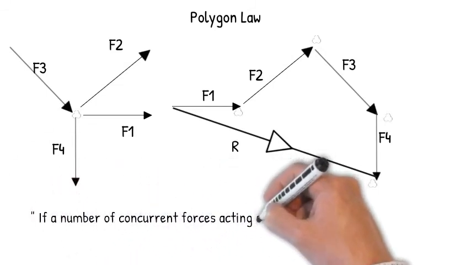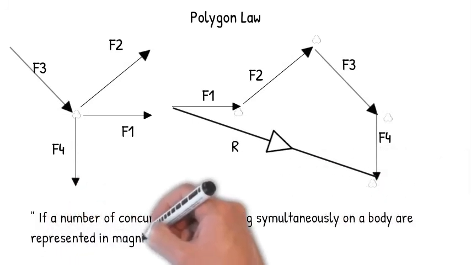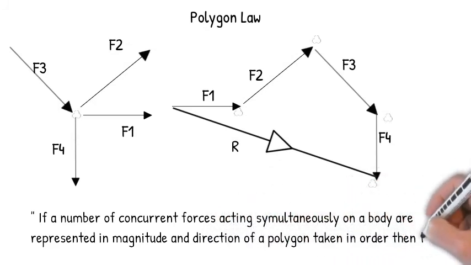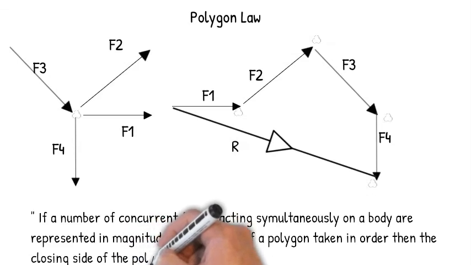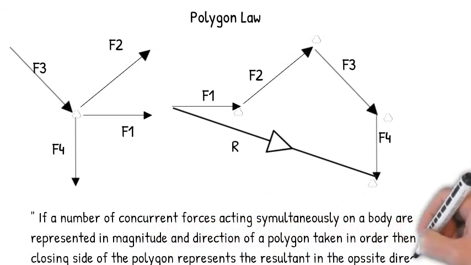It states that if a number of concurrent forces acting simultaneously on a body are represented in magnitude and direction by the sides of a polygon taken in order, then the closing side of the polygon represents the resultant in the opposite direction.